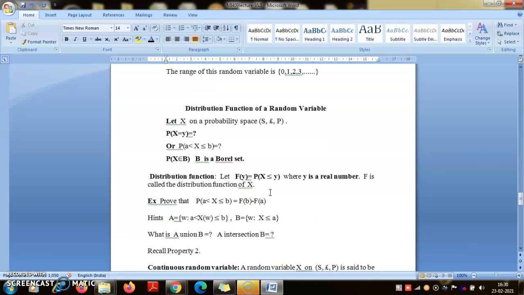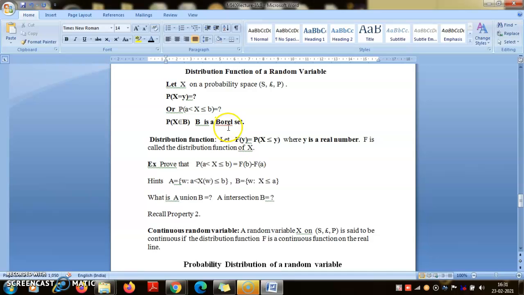Now what do we mean by the probability distribution of a random variable? We have the sample space, the collection of subsets, and the probability P. So we have a probability space and a random variable on it. Now we can ask questions like what is the probability that X equals y, or the probability that the value of X is between a and b. In general, since X is a real valued function, we can ask what is the probability that X takes a value in some Borel set. These probabilities are referred to as the probability distribution of the random variable.